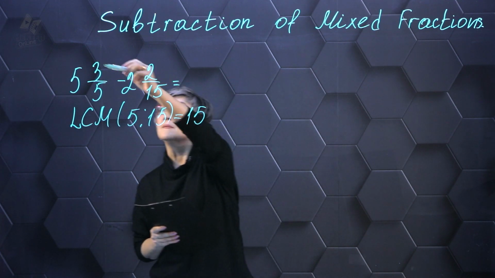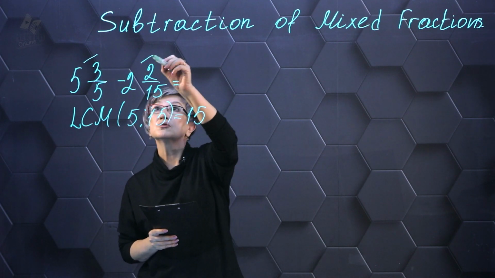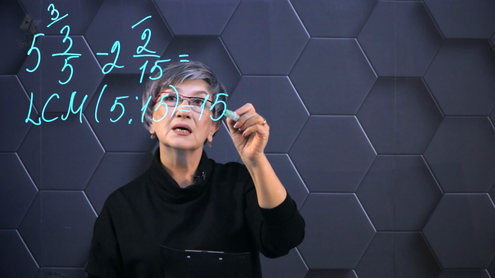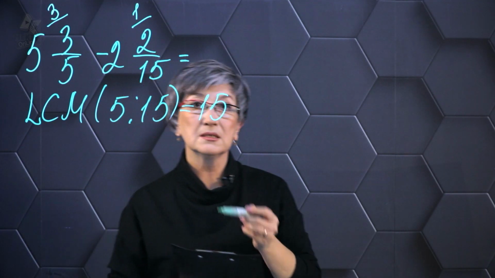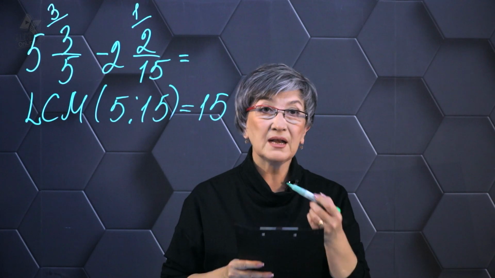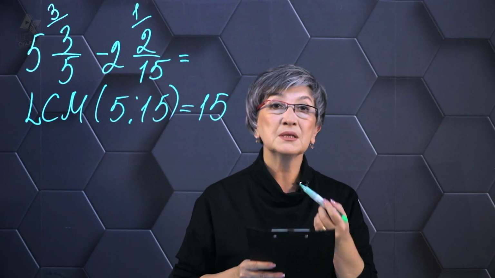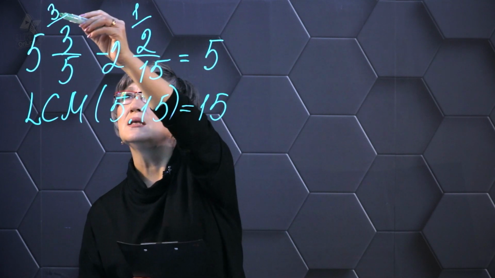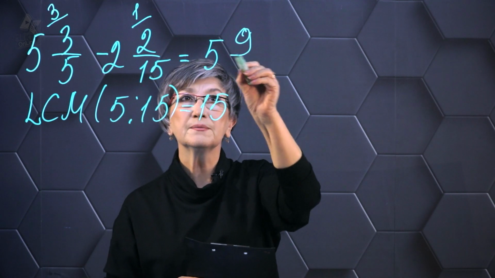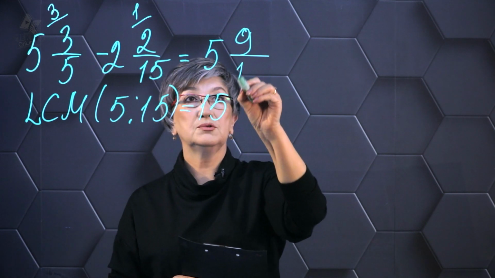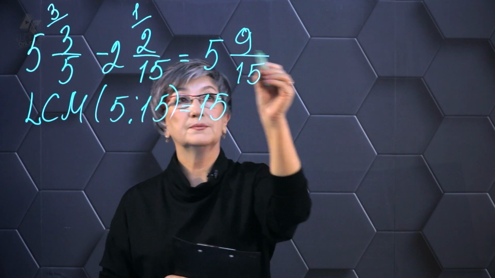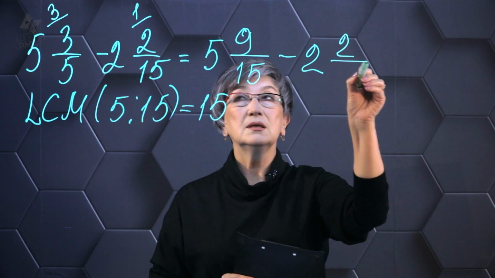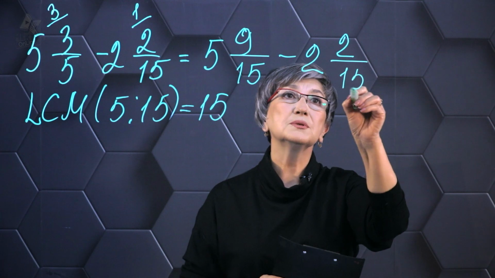Now please, let's find our additional multipliers. I divide 15 by 5, that's 3. I divide 15 by 15, that's 1. The additional multipliers allow me to bring this fraction to a denominator equal to 15. What am I given as the outcome? The answer is 5 whole. I multiply 3 by 3, that's 9. And 3 times 5, that's 15. And then minus 2 whole. 1 I multiply by 2, that's 2. And 1 I multiply by 15, that's 15.